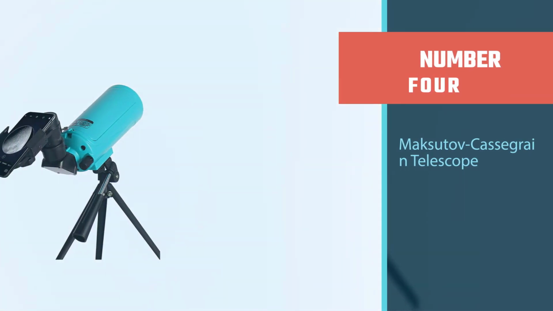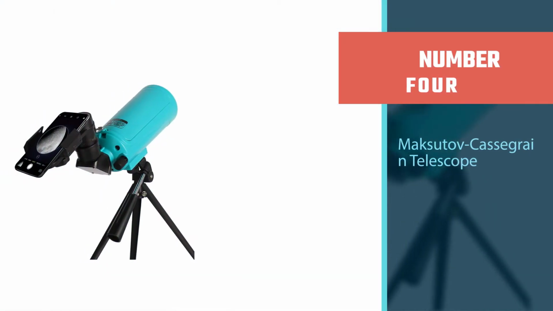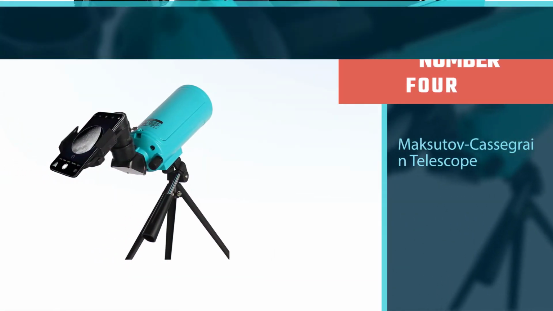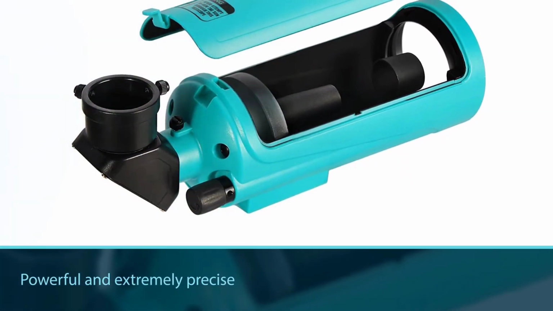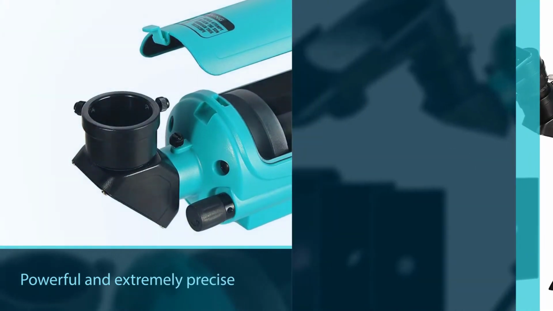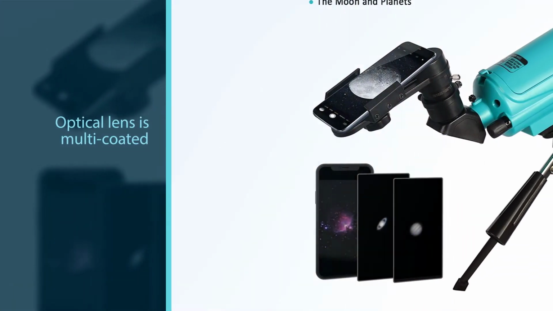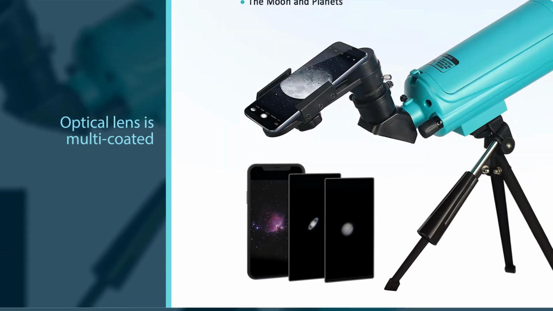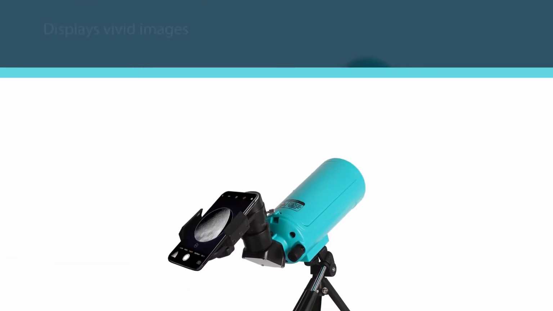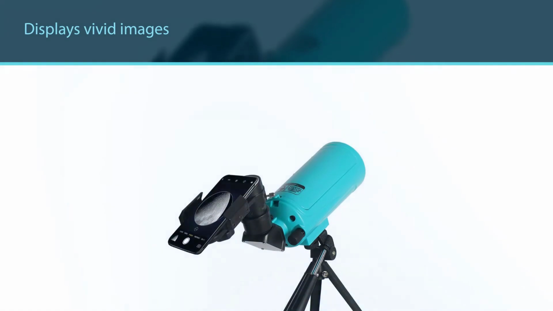Number 4. Maksutov-Cassegrain Telescope. Although this telescope looks simple, it is very powerful and extremely precise. Its optical lens is multi-coated for enhanced viewing pleasure, and it displays vivid images during the day and night. You can use this telescope for daytime viewings, such as bird watching and other wildlife.